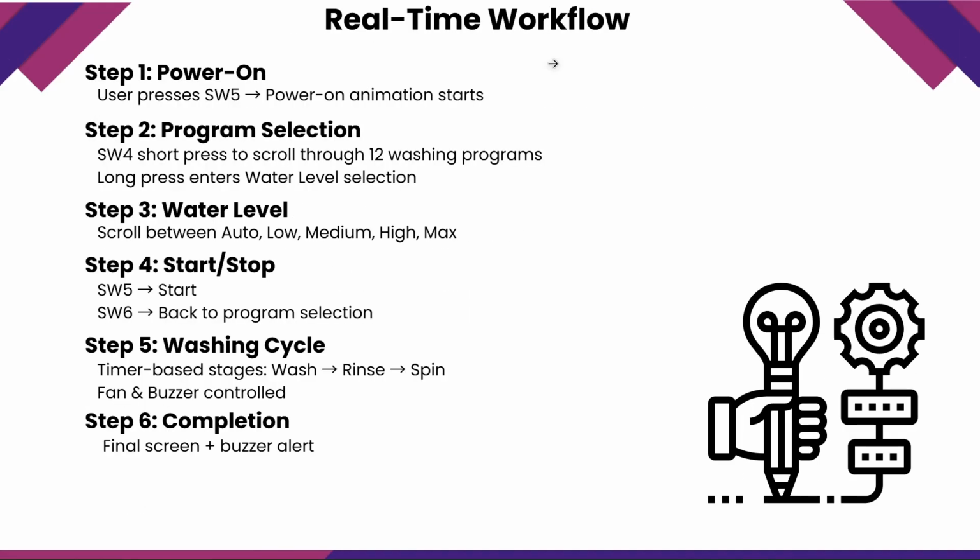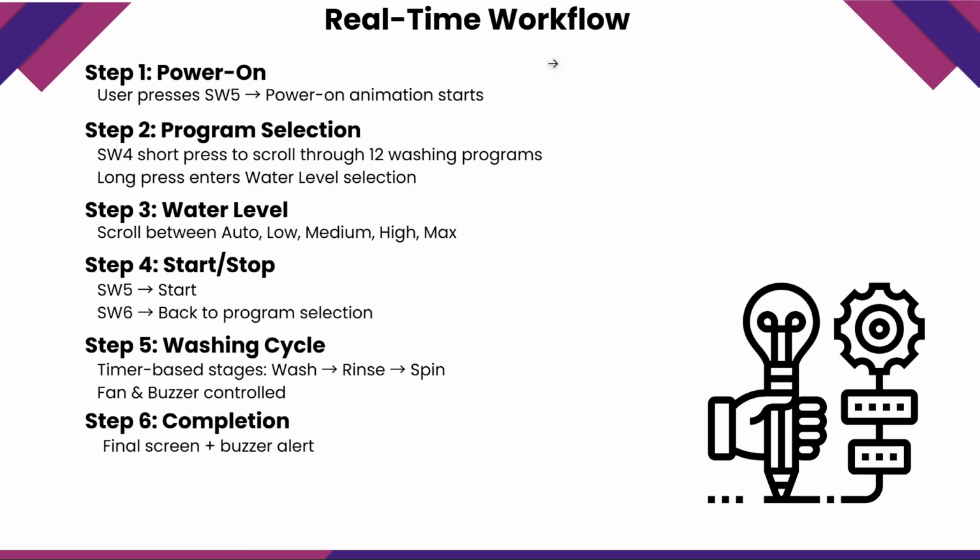Let me now explain how the project works step by step. First, the user will press switch 5 to power on the system. The LCD will show a power on animation. Then use switch 4 short press to scroll through different washing machine programs like daily, heavy, delicates, etc. Long press switch 4 to move to water level selection.